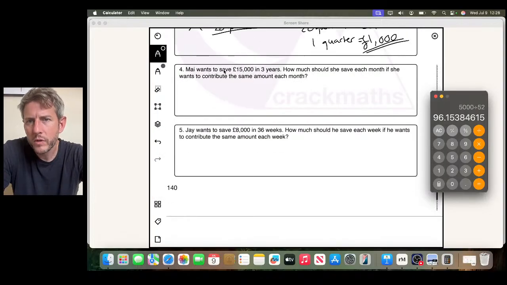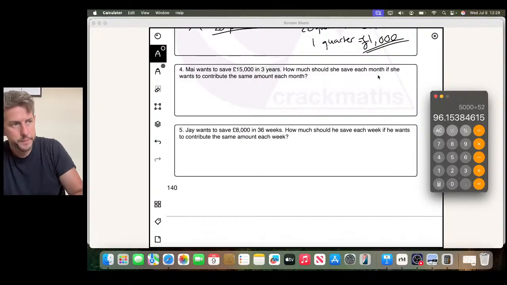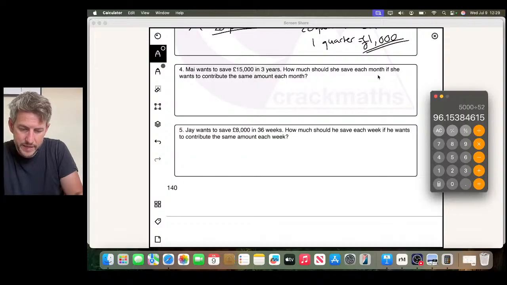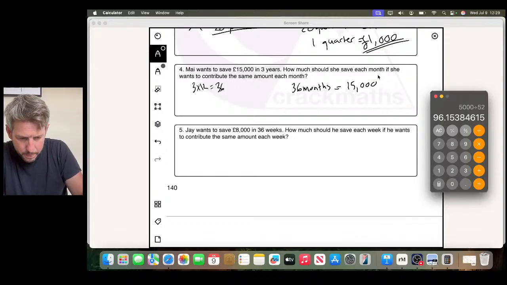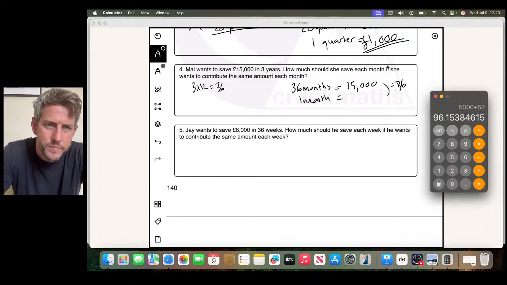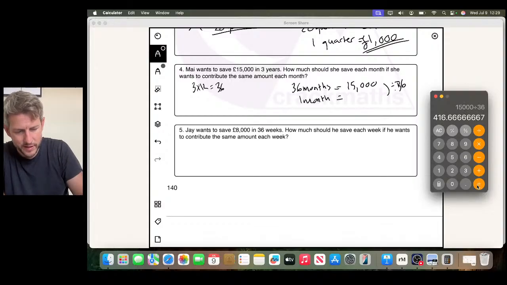Okay. May wants to save £15,000 in 3 years. How much should she save each month if she wants to contribute the same amount each month? So 3 times 12 is 36. That's 36 months. That needs to equal the £15,000. 1 month needs to equal this divided by 36. And let's see what that gives. So here we go, 15,000 divided by 36. That's 416.67.